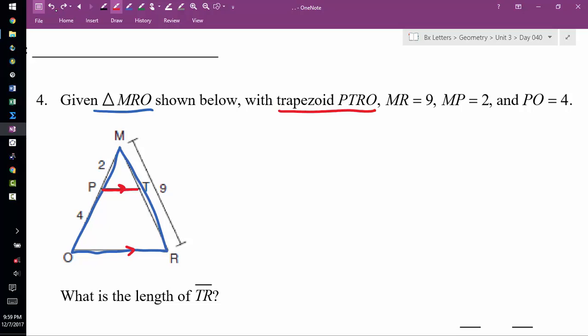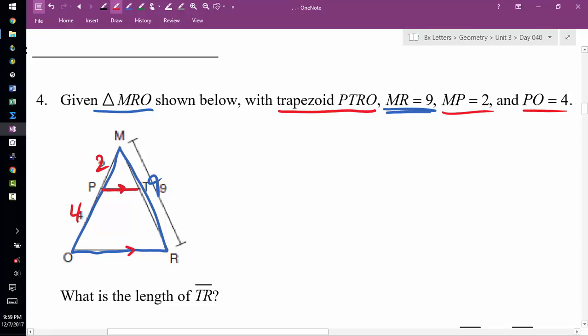And look, they put in all the information for you. They tell you this entire side MR is 9. That's my entire blue side. So I'm going to write that in as 9. They tell me MP, which is like my small red side, is 2. They tell me PO, that down there, is 4.